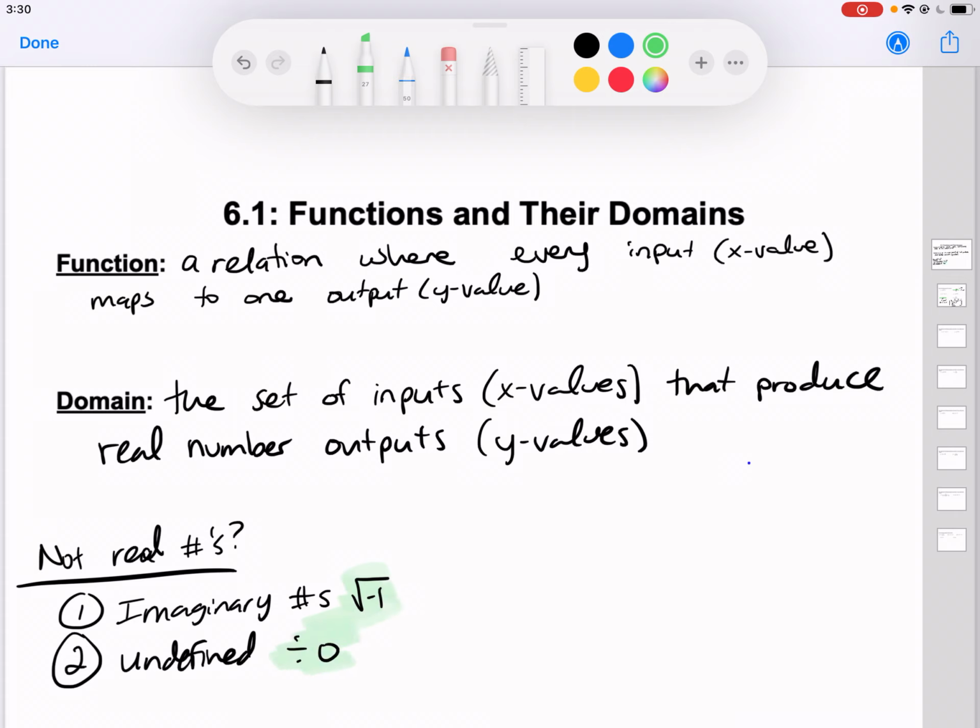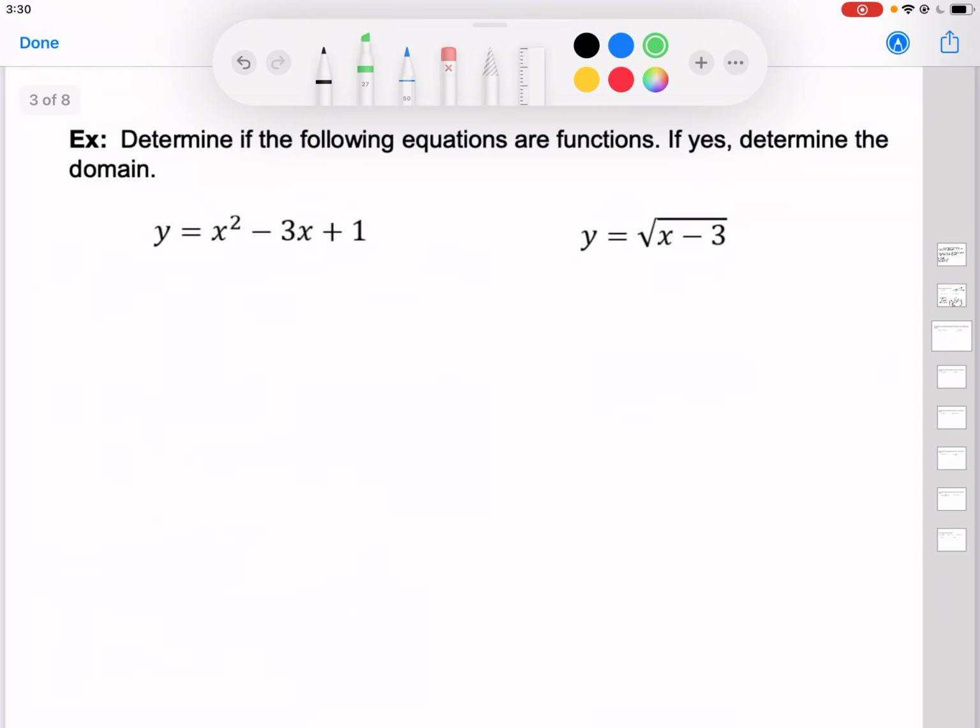Or like those are the things we don't want, I should say. Otherwise, all the numbers will be good. So let's go ahead and start talking about how to find the domain of a function. And once again, we're going to determine, are these actually functions or are they not?